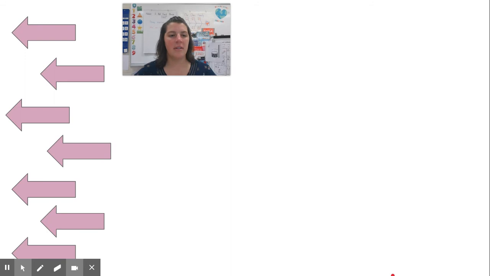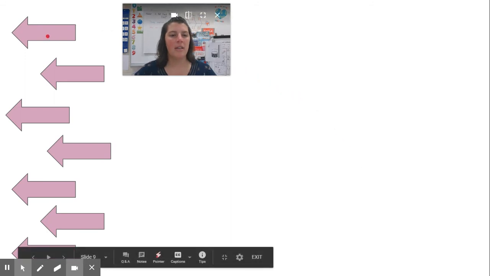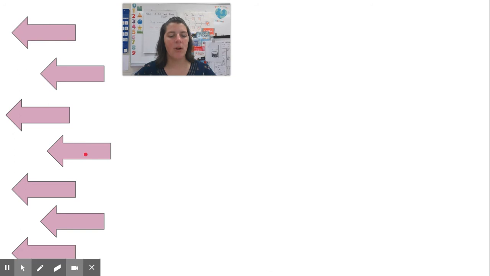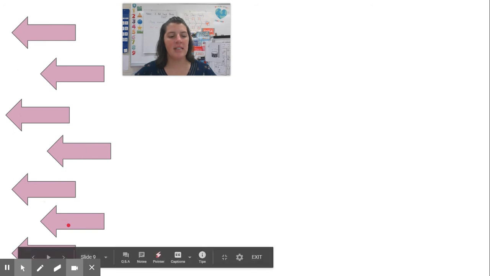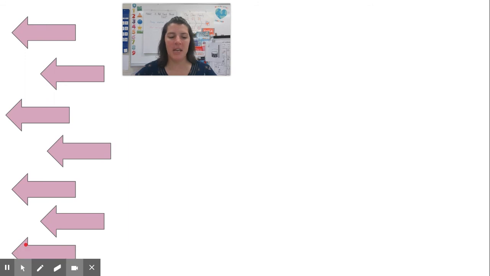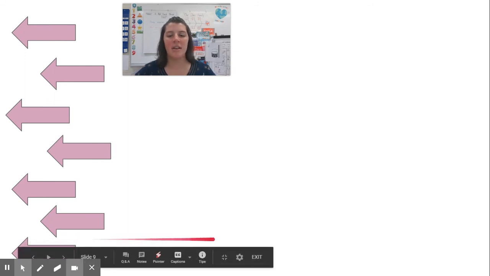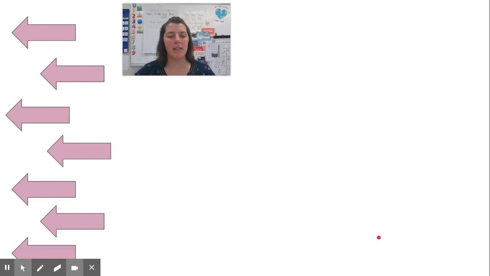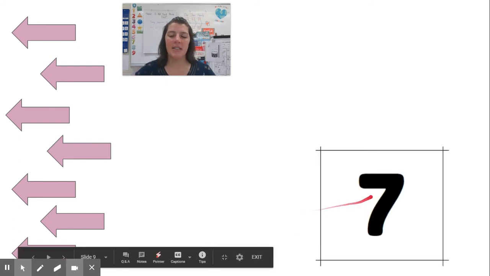Let's count together. 1, 2, 3, 4, 5, 6, 7. Ooh, don't be tricked. Sometimes it's hidden, but there it is. There are 7. So where is the number card that matches this group of objects? That's the number 7. We talked about it yesterday. Slide to the right and slant it down.